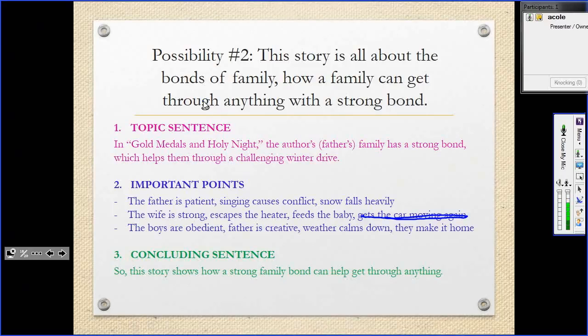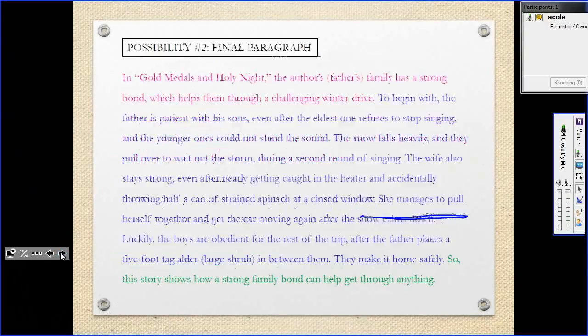So you see how my important points are more focused on the qualities that the different characters demonstrate throughout the story that helps them bond, right? So it's slightly different. Concluding sentence example. So this story shows how a strong family bond can help get through anything. So here's everything put together.